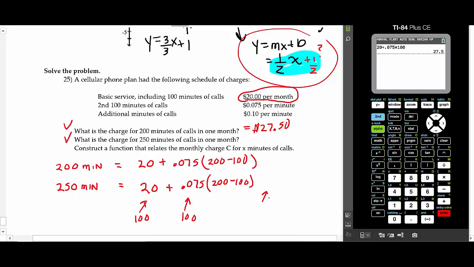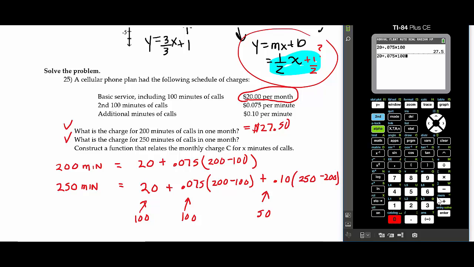But what you have now is the leftover 50 minutes, right? What does it say about once you get past 200? That starts costing 10 cents, right? So now you would have 10 cents times that leftover 50. That leftover 50 can be found by doing 250 minus 200. Now I'm going to crunch this out on my calculator. I've got the $20 flat fee, then 0.075 times the next 100. That would be the cost of your 200 minutes right there, right? Does everybody understand that?